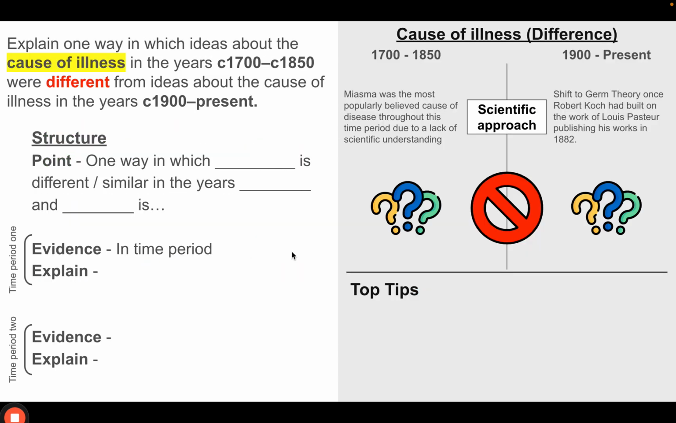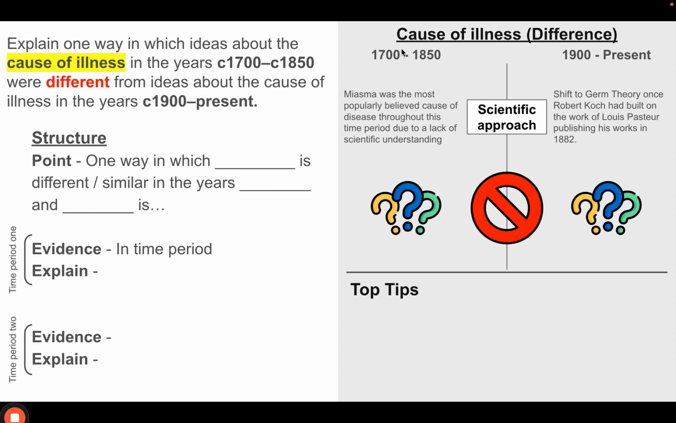Now, just to go over two more plans for two different questions. This is one: explain one way in which the ideas about the cause of illness, so there we have the theme, in the years 1700 to 1850 were different from the ideas about the cause of illness in the years 1900 to present. Now, with certain questions, it's only going to really have one theme that you can address, or one point that you can address to really be able to provide the maximum evidence to boost your chances of getting that 4 out of 4. And for me, this is the scientific approach.